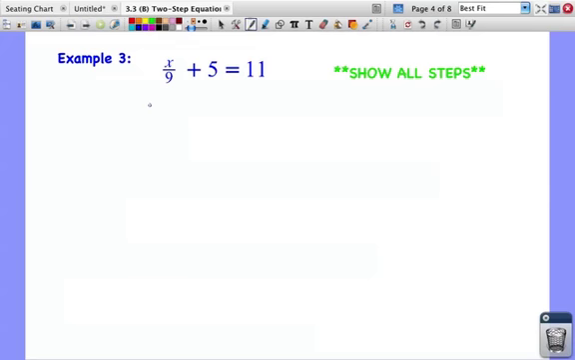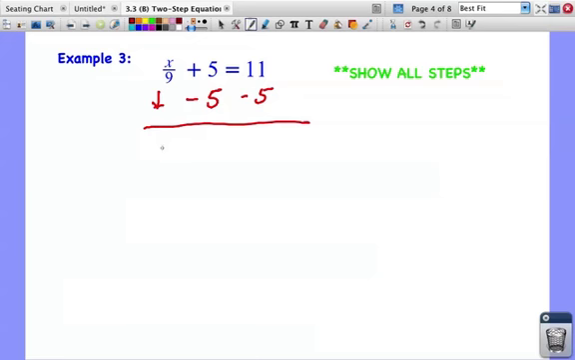Okay. Now, if we notice, I have x over 9 plus 5 equals 11. Again, let's do the addition and subtraction first, get rid of these numbers so we can get x by itself. So let's focus on getting rid of this 5 first. If this is a plus 5, to get rid of it, I need to do the opposite. I need to subtract 5. And whatever I do to one side, I have to do to the other.